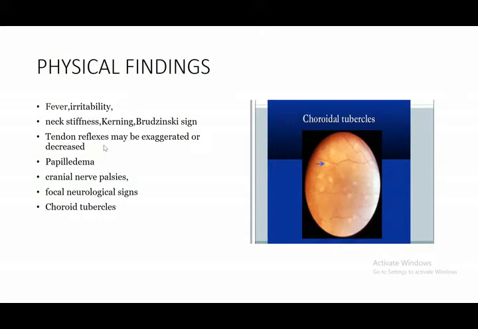On examination you may find signs of meningeal irritation like neck stiffness, Kernig's and Brudzinski's signs. You may find changes in the reflexes, either exaggerated or sometimes decreased. Papilledema on fundoscopy. Cranial nerve palsies can range from visual disturbances, especially ophthalmoplegias. Focal neurological signs you can find on examination. Choroid tubercles, as you can see here on fundoscopic examination, are the formation of choroid tuberculosis.